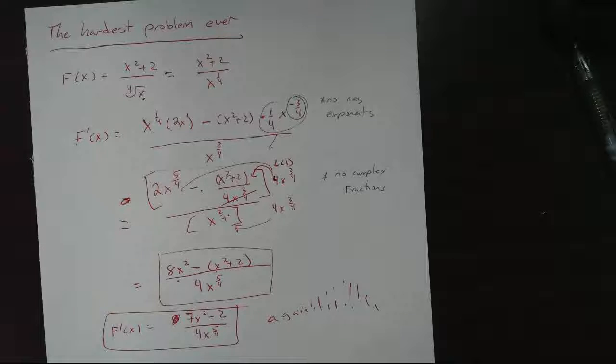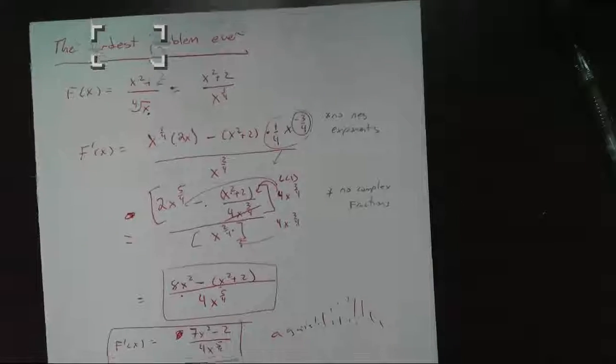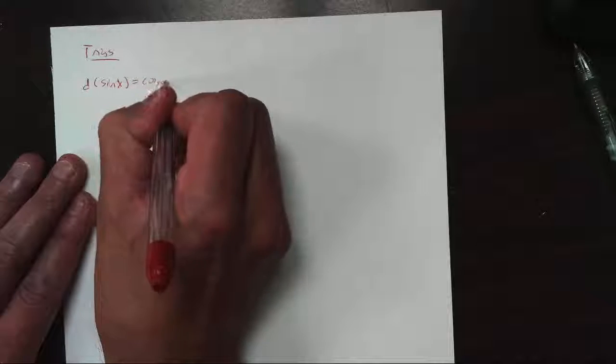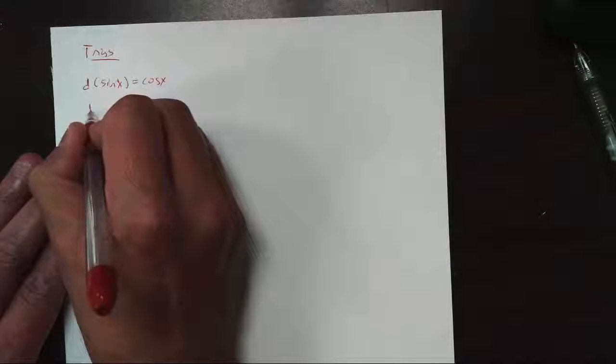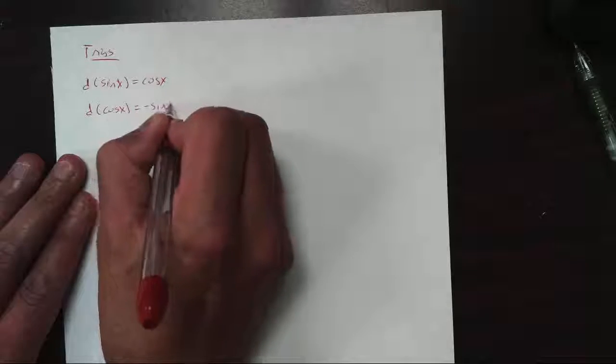All right. Now that we're done with that one, I just want to take a look a little bit more at some trig problems here. Okay? So a little bit more practice with the trig ones. We know from earlier that the derivative of sine of x is cosine of x. And that the derivative of cosine of x is negative sine of x.